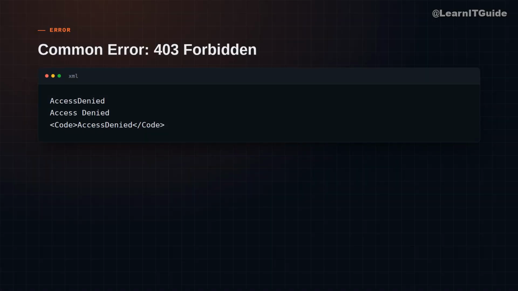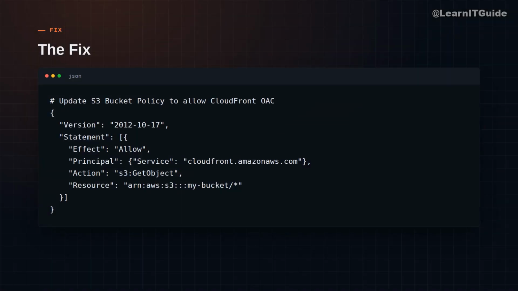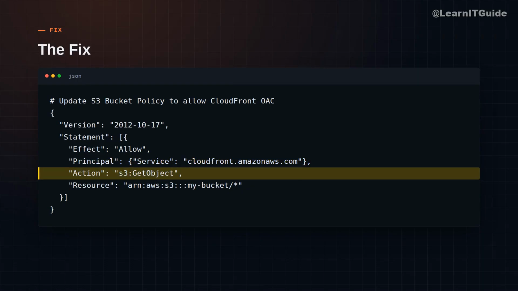But what if you get an access denied error? This happens when the CloudFront distribution is not allowed to read from your S3 bucket. The origin server is blocking the request. It is a very common mistake. The fix is to update your S3 bucket policy. You must explicitly allow the CloudFront service principal to perform the GET object action. Without this, your origin stays locked and CloudFront cannot pull your content. Always check your bucket policies if you see that 403 error.